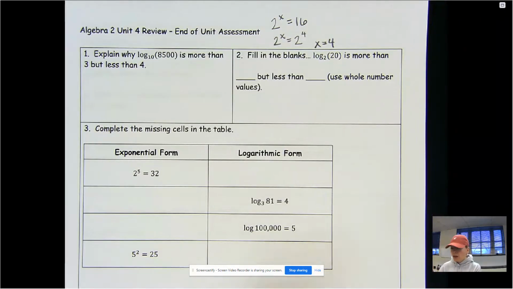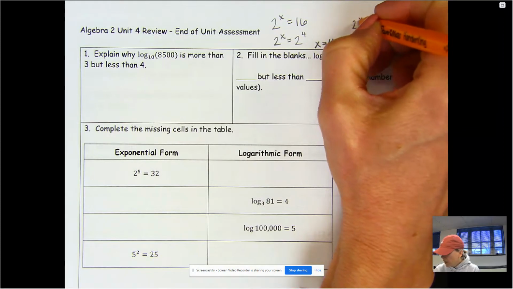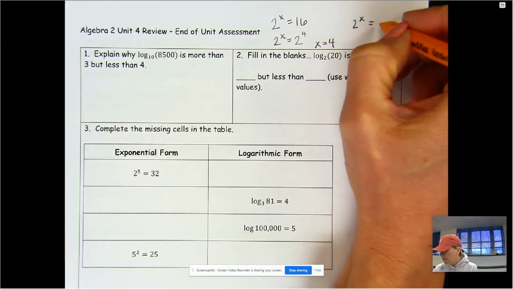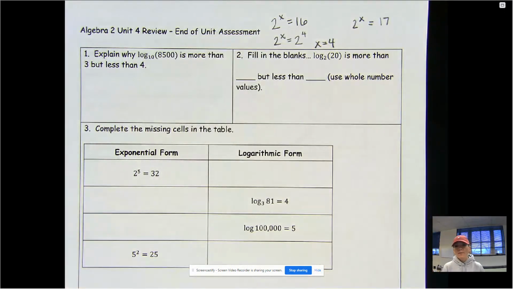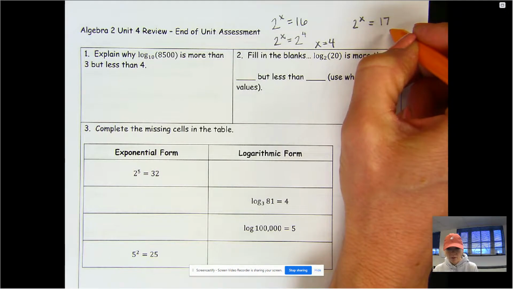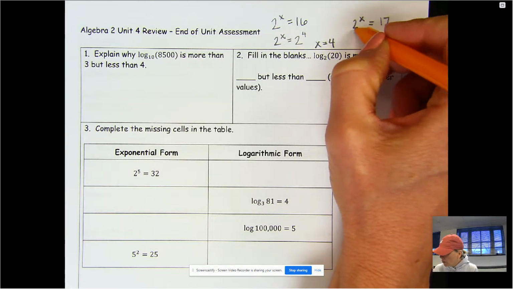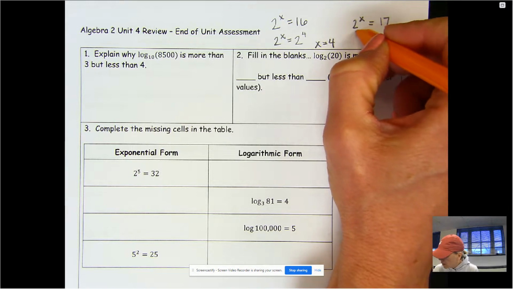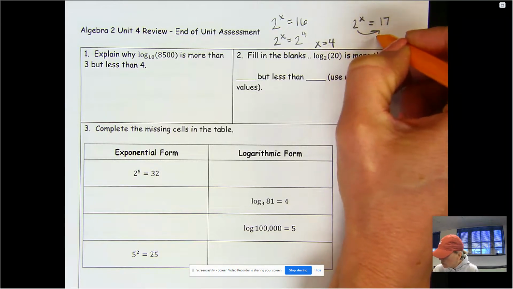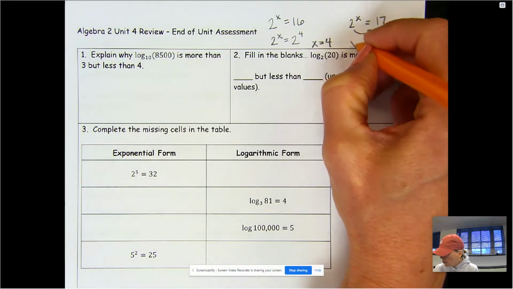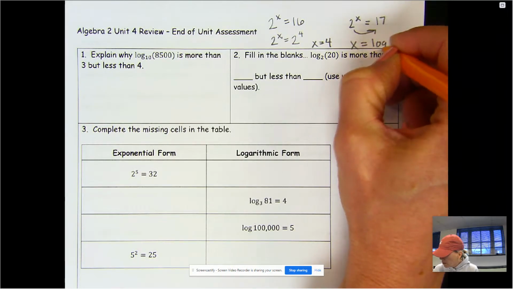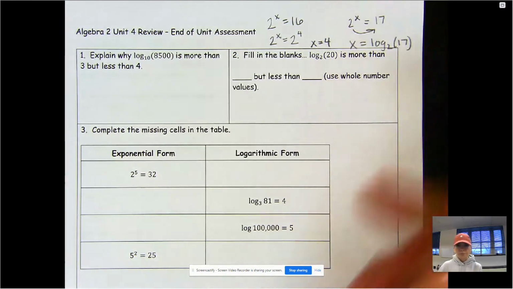However, let's say I was trying to solve 2 to the x equals, maybe, 17. Well, 17 isn't a power of 2, and so this is a time where I would use logarithms to solve, understanding the relationship. If we're looking for an unknown exponent, then we can convert to log form. To convert this to log form, the base of the exponent, 2, becomes the base of the log. And so x is equal to log base 2 of 17.